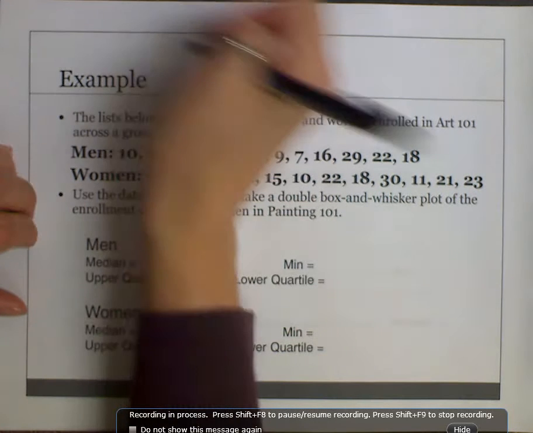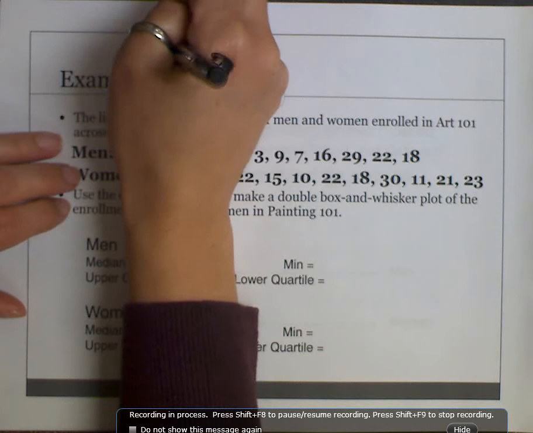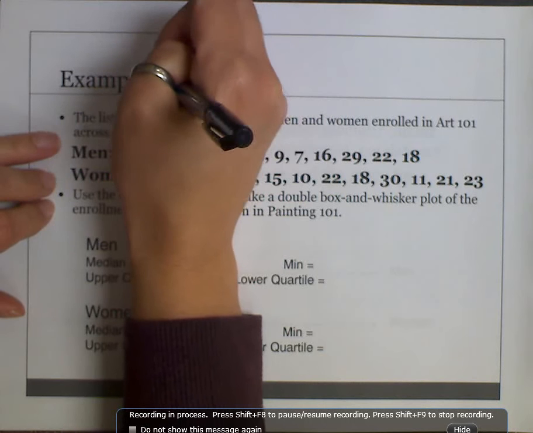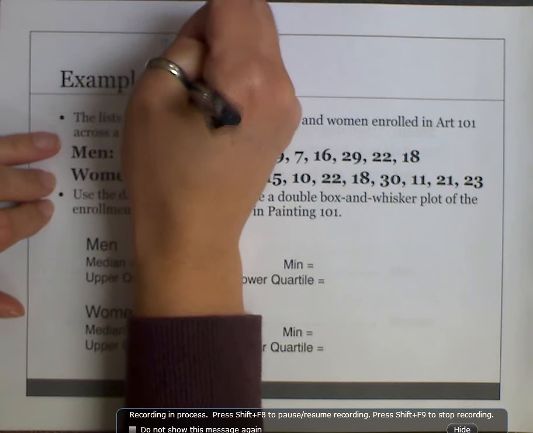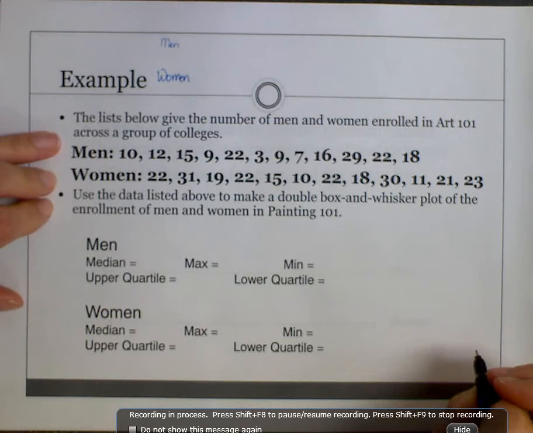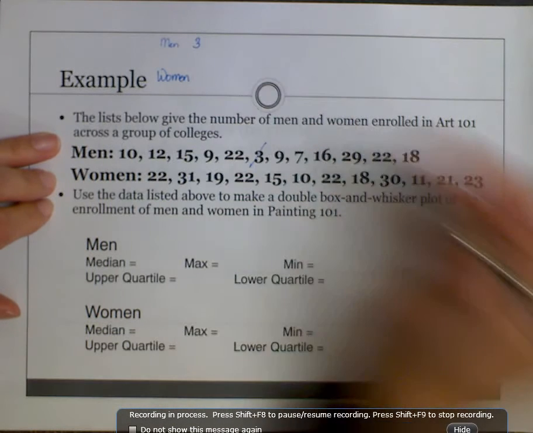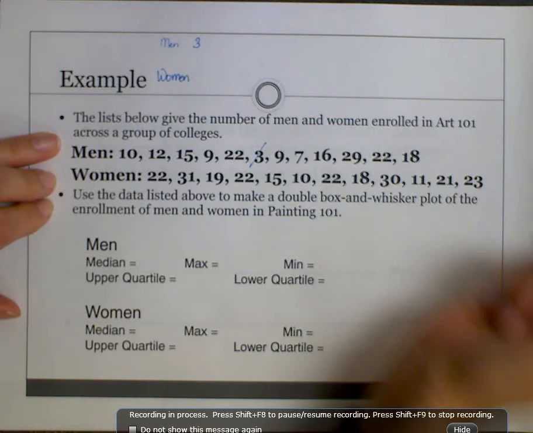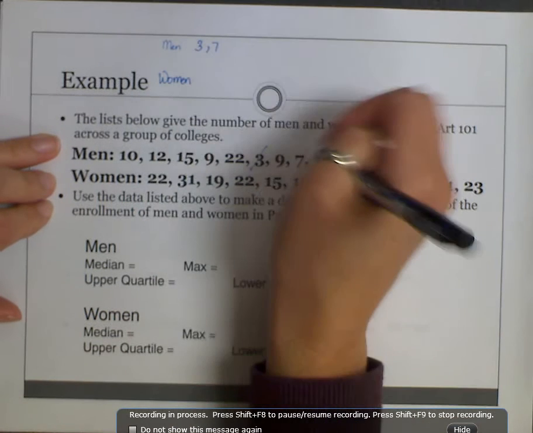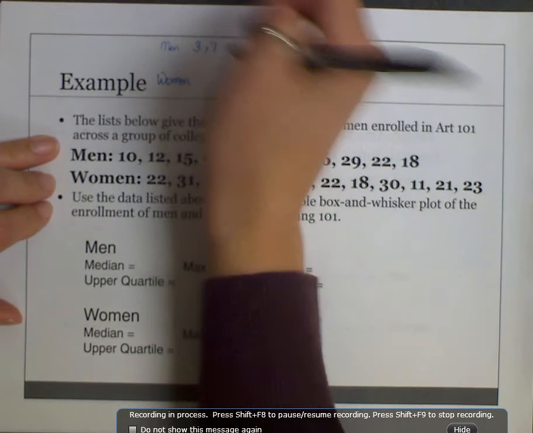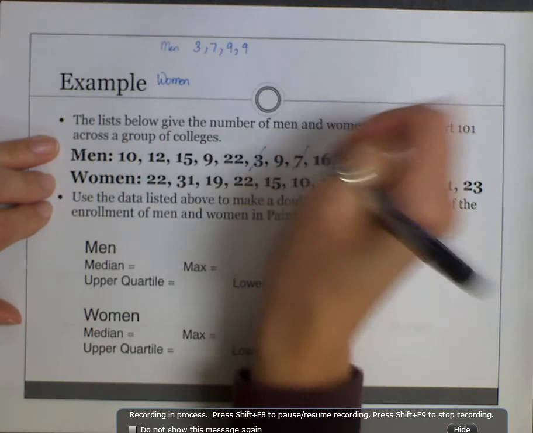Okay, we need to make two lists organizing men and women from smallest to biggest. I'm going to start with men first. We begin with a number 3. After the number 3 comes a number 7. After the number 7, it appears that there are two 9s.